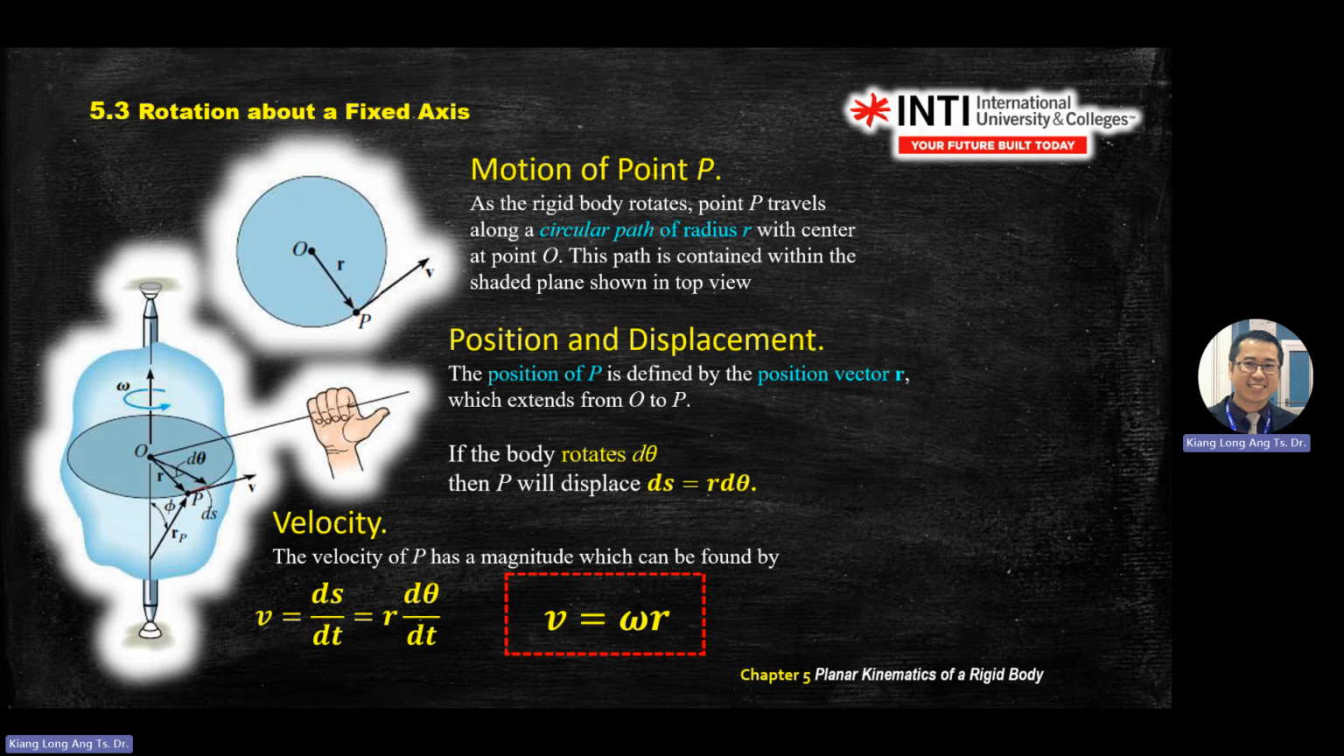So you take omega, the angular velocity, multiply by r. What is r? r is the radius of that circle. You take omega multiply by r, you get v, velocity. Left hand side is normal velocity. Right hand side is angular dimension.